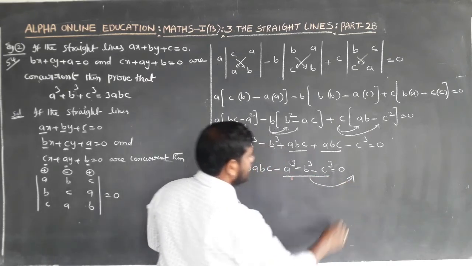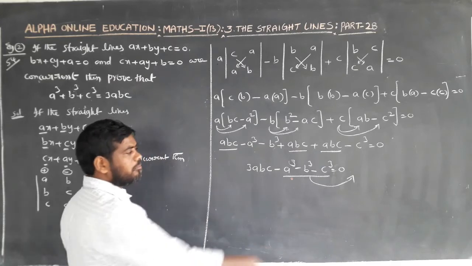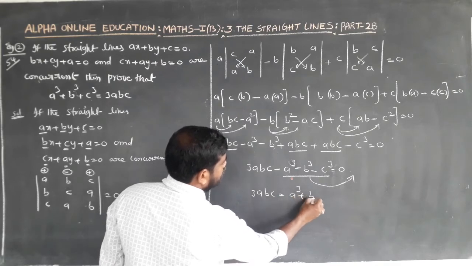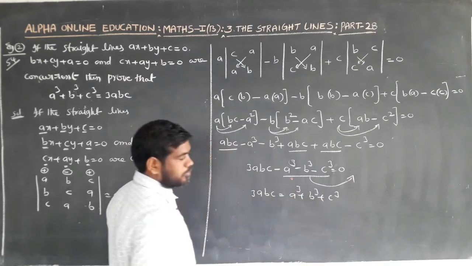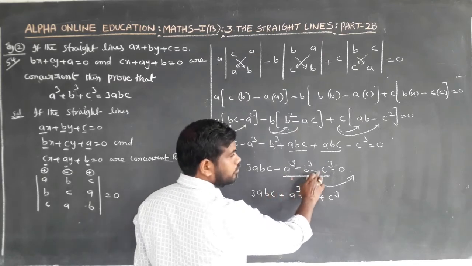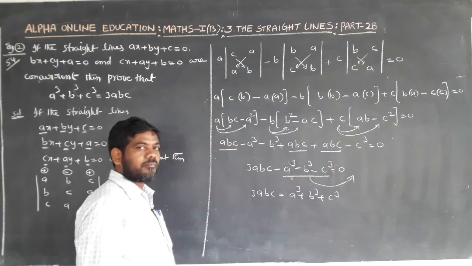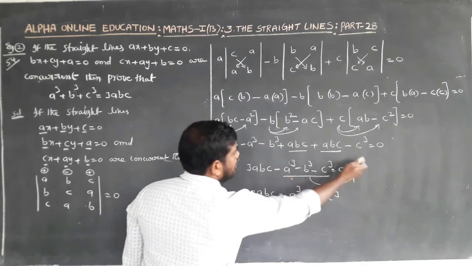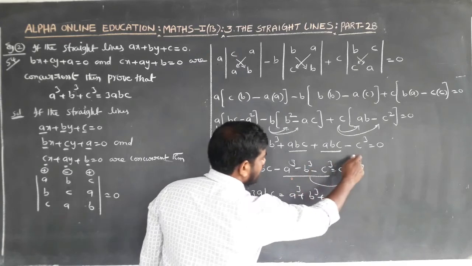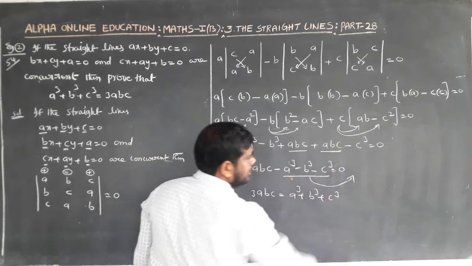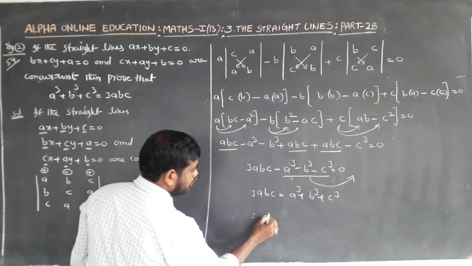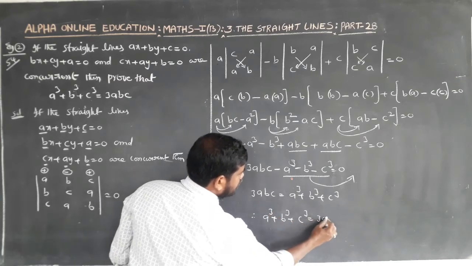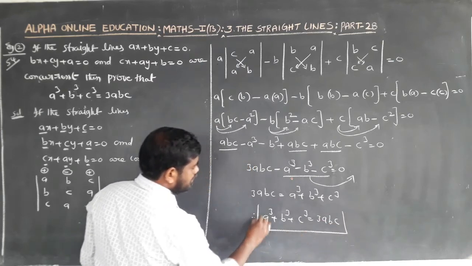Taking minus a cube, minus b cube, minus c cube to the right side, 3abc is equal to a cube plus b cube plus c cube. Taking to the right side, the negatives become positives: minus a cube becomes plus a cube, minus b cube becomes plus b cube, minus c cube becomes plus c cube. Therefore, a cube plus b cube plus c cube is equal to 3abc.